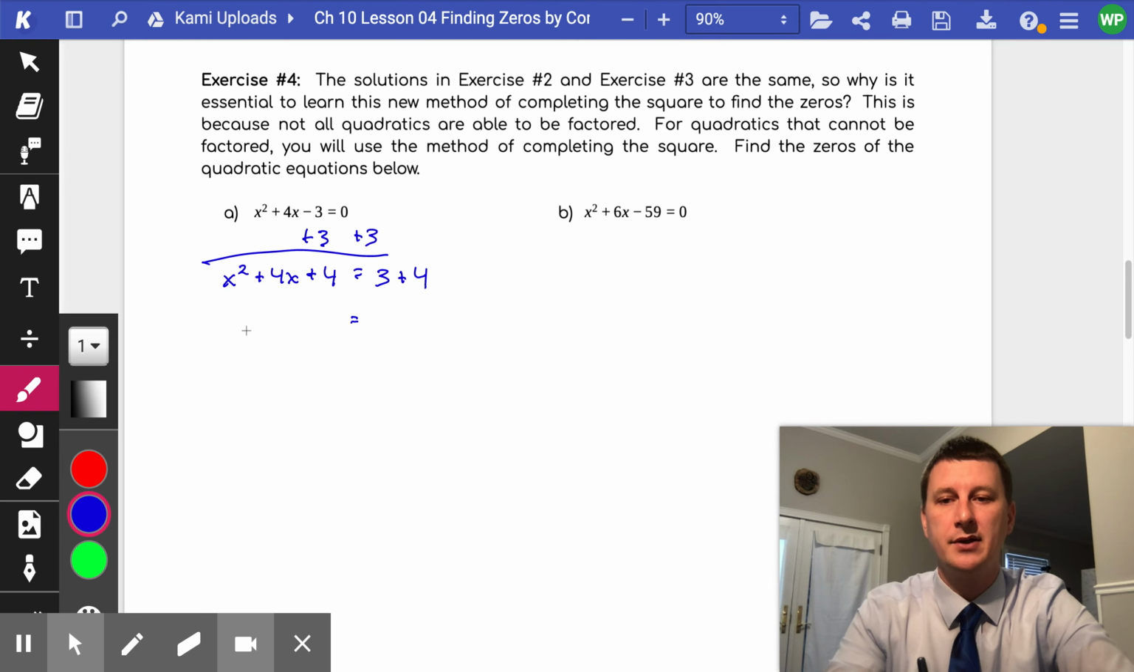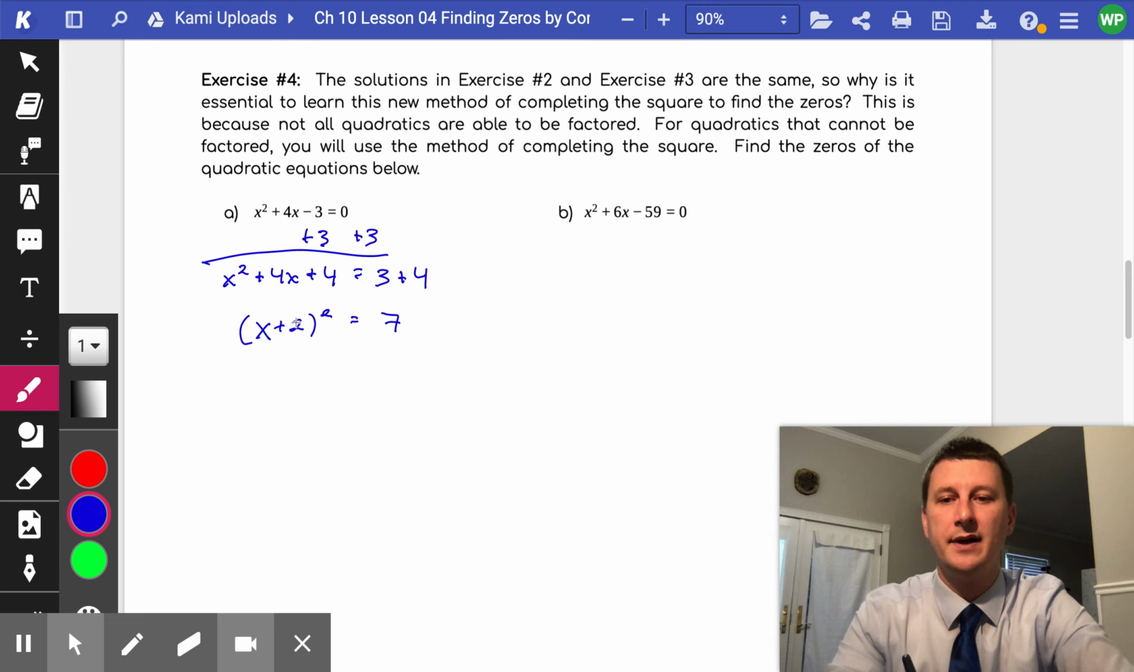Now we're going to factor the left. That's a perfect square trinomial. And we're going to combine the right side. 3 plus 4 will give me 7. When I factor the left side, I need to look for two numbers that multiply to 4 and those same two numbers that add to 4. So this is a simple one. This is going to be 2 times 2 is 4, and 2 plus 2 is 4. So x plus 2 squared is the factored form of x squared plus 4x plus 4.